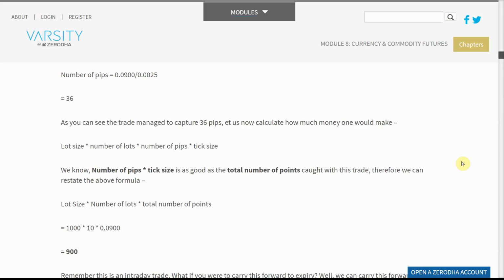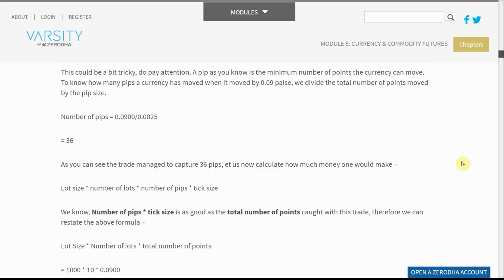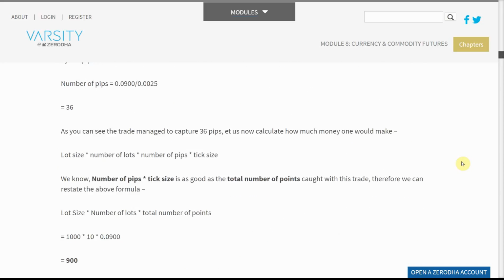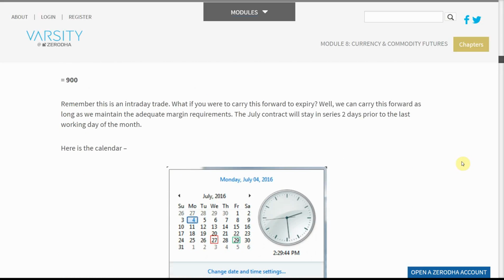Let us now calculate how much money one would make. Lot size * number of lots * number of pips * tick size. We know number of pips * tick size is as good as the total number of points caught with this trade. Therefore, we can restate the above formula. Lot size * number of lots * total number of points = 1000 * 10 * 0.0900 = 900. Remember, this is an intraday trade.